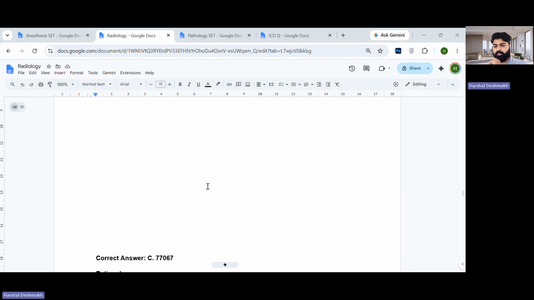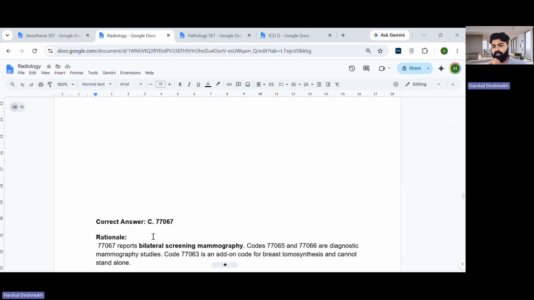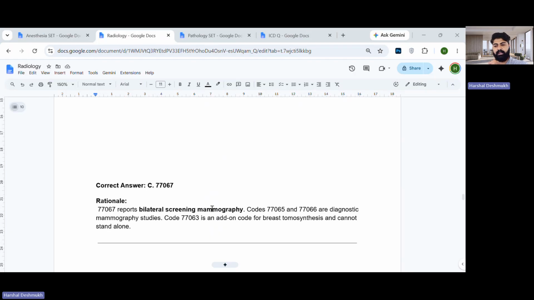The answer to this question is option C, 77067, as it reports bilateral screening mammography. And other codes are for the diagnostic one. 77063 is an add-on code.